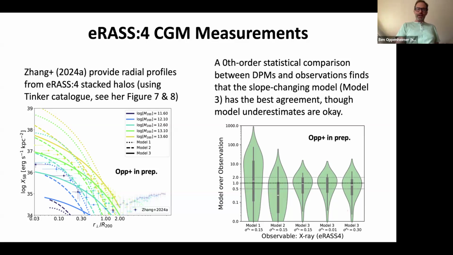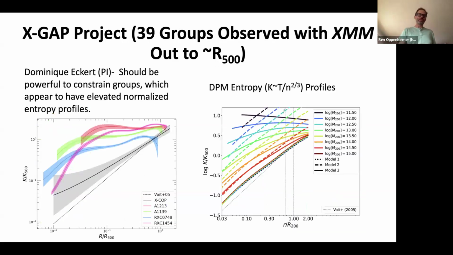So at that point, I want to take this time to pivot to groups. This is the XGAP project, which is 39 groups, about 10 to the 13 to 10 to the 14, observed out to approximately R500 in the X-ray with XMM. This is data that's already been taken, but this is actually from the proposal here on the left. And XCOP is what we calibrated to for the clusters.